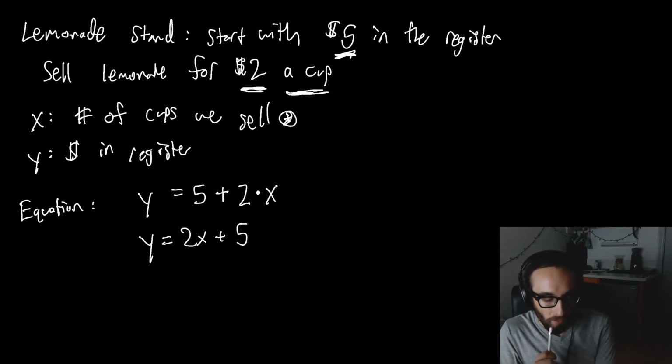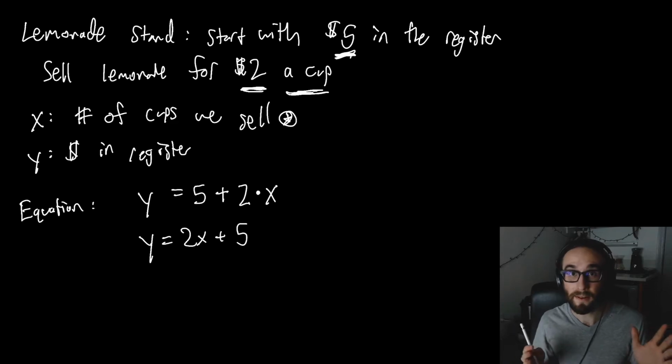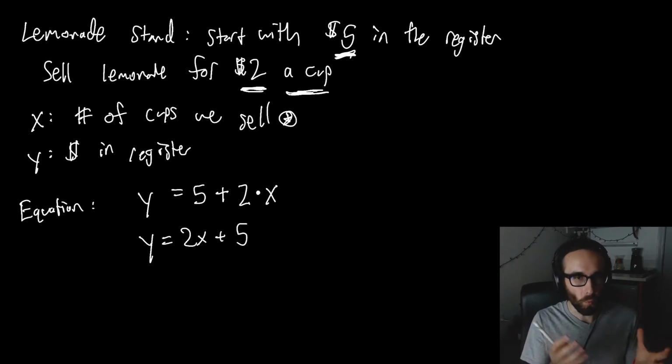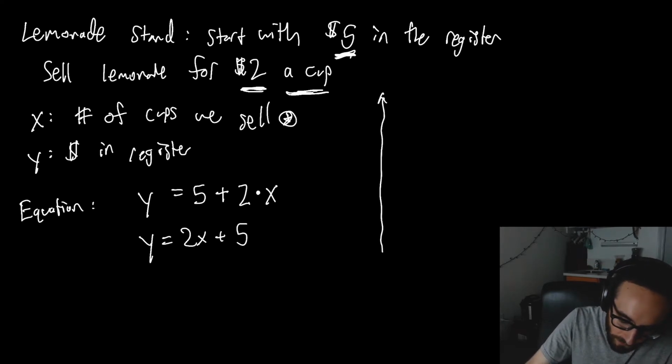So here we identified what numbers were just kind of like a base amount that didn't depend on our x variable, and then what numbers depended on our x variable. In other words, what are we multiplying x by each time we sell a cup of lemonade? Finally, let's take a look at graphing an equation like this.